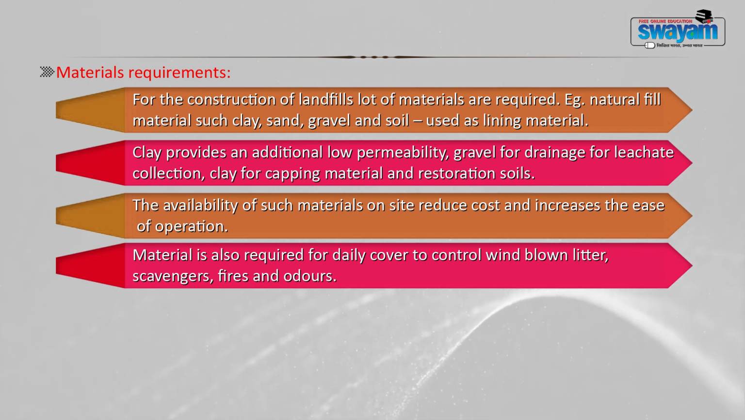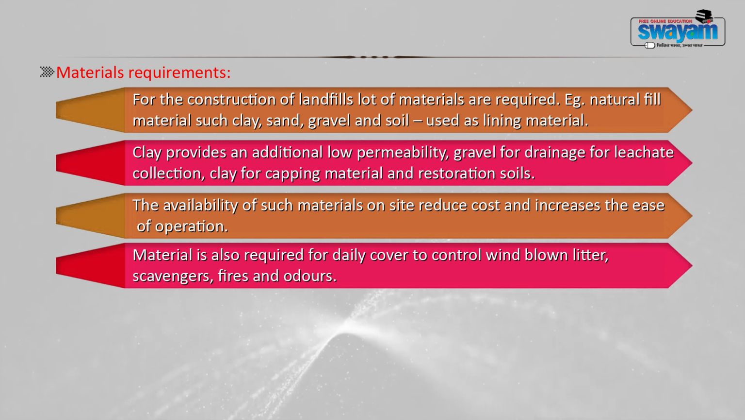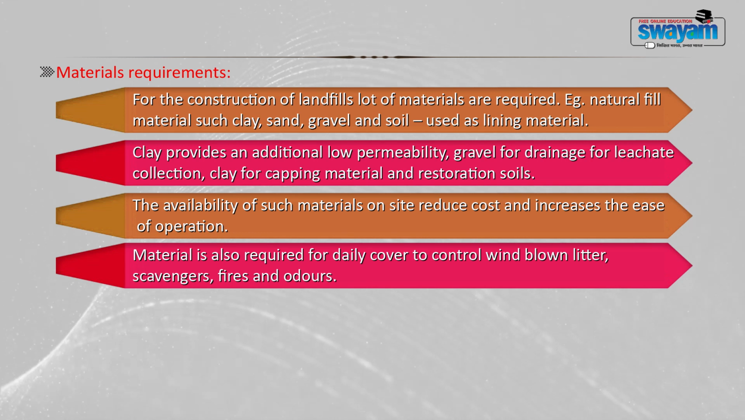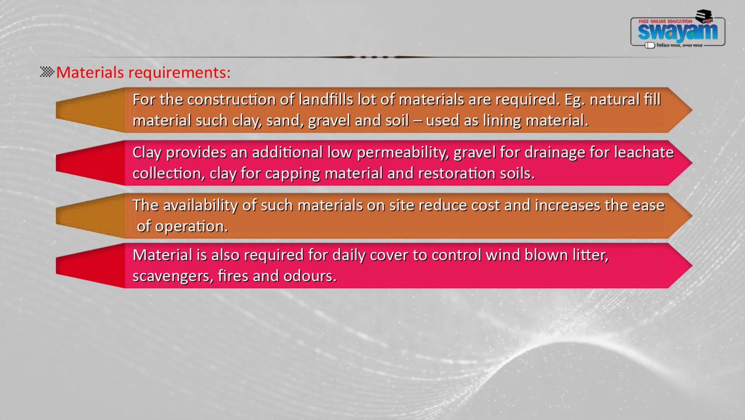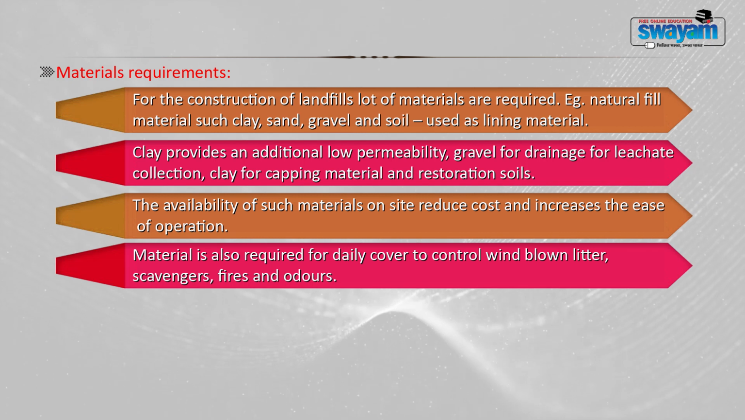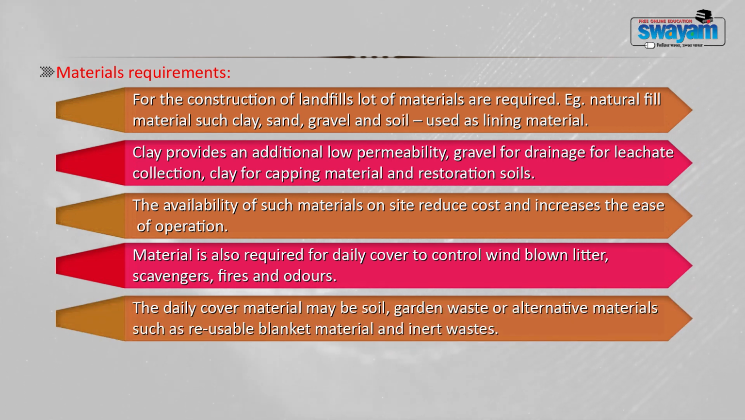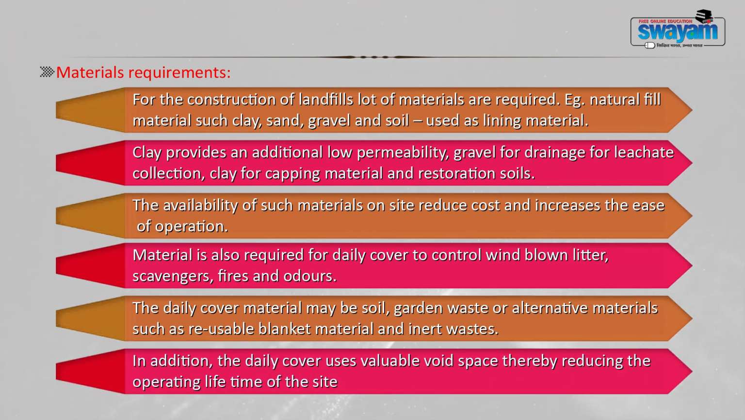For example, every day when the waste is loaded onto the landfill, on top of it you spread one layer of soil. Now, by doing so, it will control the wind blown litter, and it will also avoid fires, odor problems and also scavenging by animals as well as human beings. There are many cover materials which are available, like soil, garden waste, or you can also use alternate materials like reusable blanket material or other inert waste. The daily cover uses the valuable void space and reduces the operating lifetime of the site. That is a disadvantage of this cover material.